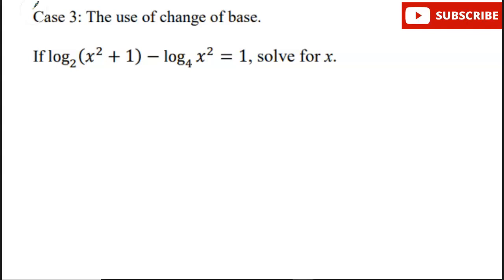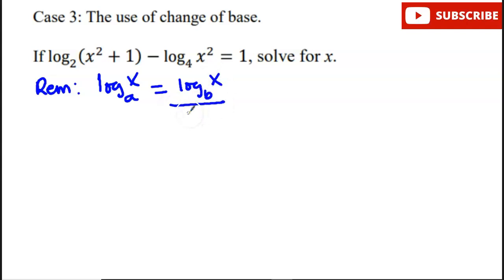So let's start. If log to the base 2 of x squared plus 1 minus log to the base 4 of x squared is equal to 1, we have to find x. Now we are using change of base. Remember, if you have log x to the base a and we want to change the base to b, now it is log x to the base b over log a to the base b. And so we want to change this. So let's change 4 to base 2.